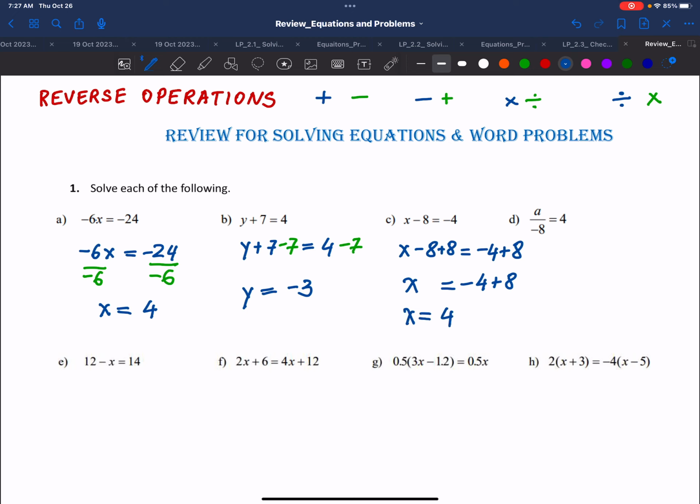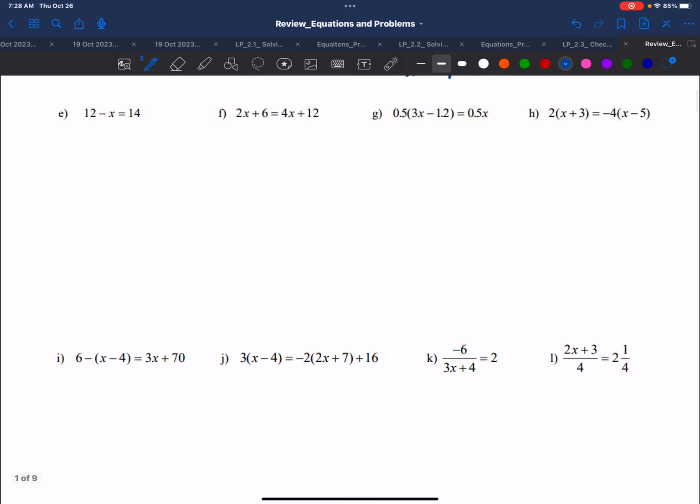Now, the last example is the example where the unknown variable is divided by a number. So when this happens, a over negative 8 equals 4, we perform the reverse of division, which is multiplication, which means that we are multiplying both sides of the equation by the exact same number in the denominator. So as you can see here, negative 8 and negative 8 divide to 1, and we get a all by itself equal to 4 times negative 8, which is negative 32. So let's continue with some more examples.